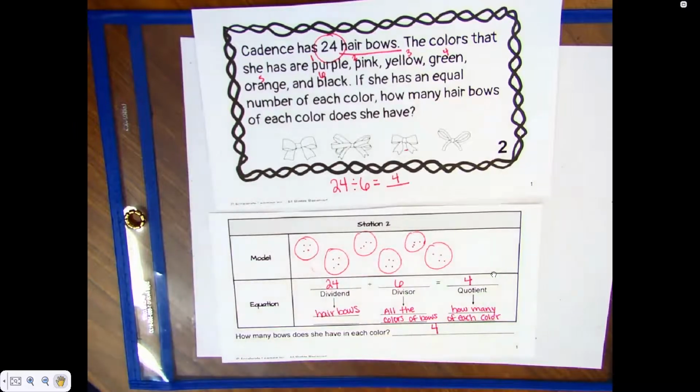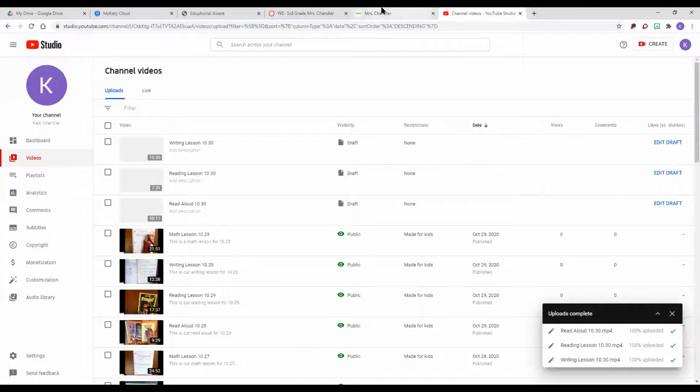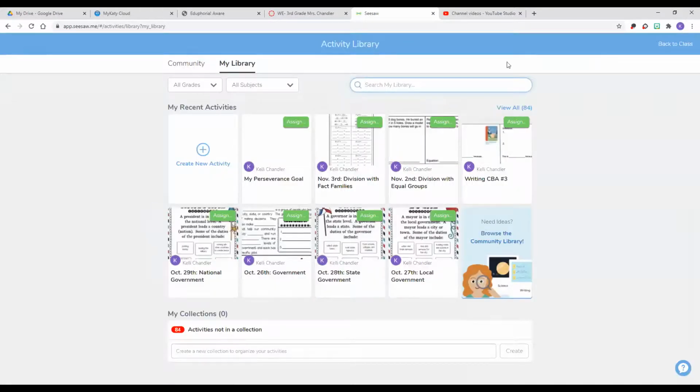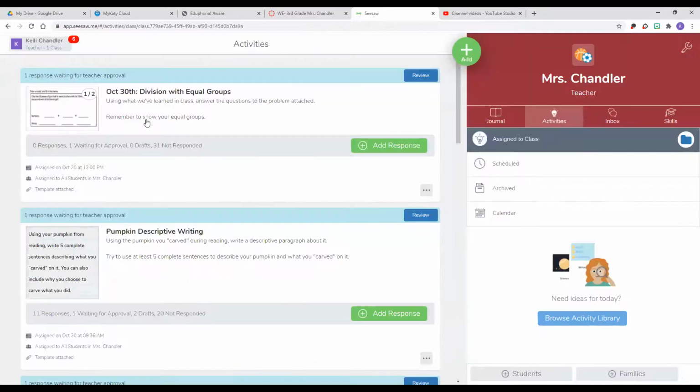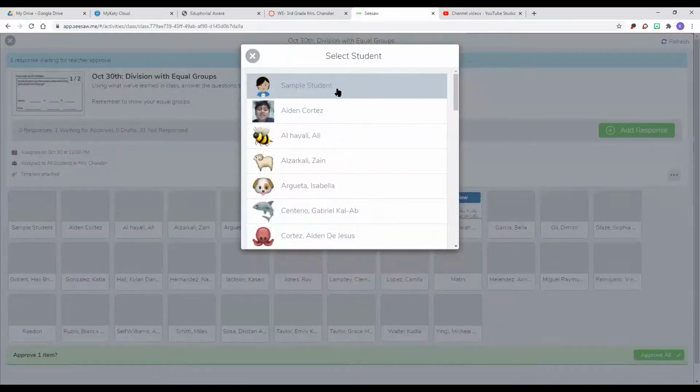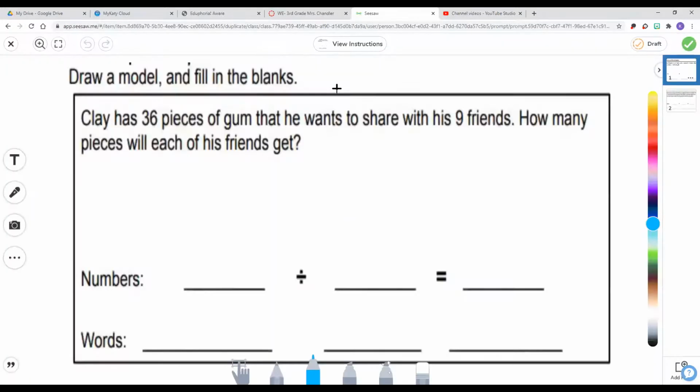Okay, so I'm going to show you the independent practice. So your independent practice is October 30th, division with equal groups. So let's look at this first one. Clay has 36 pieces of gum that he wants to share with his 9 friends. How many pieces will each of his friends get?